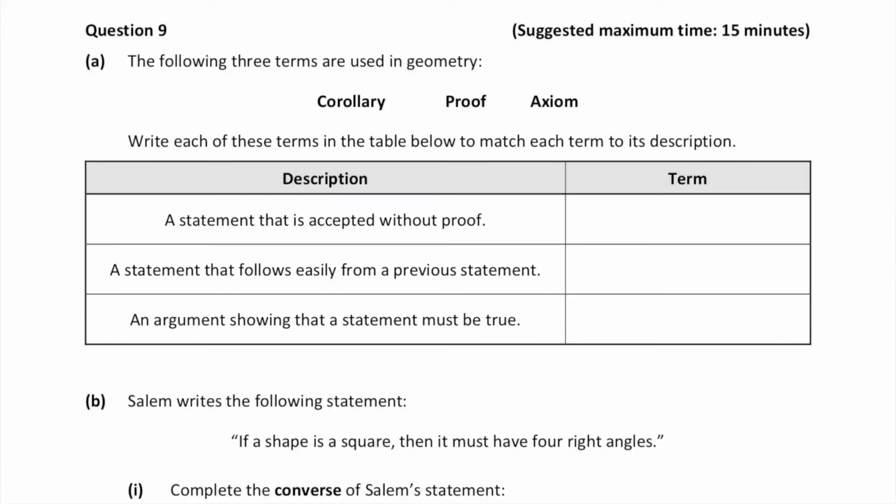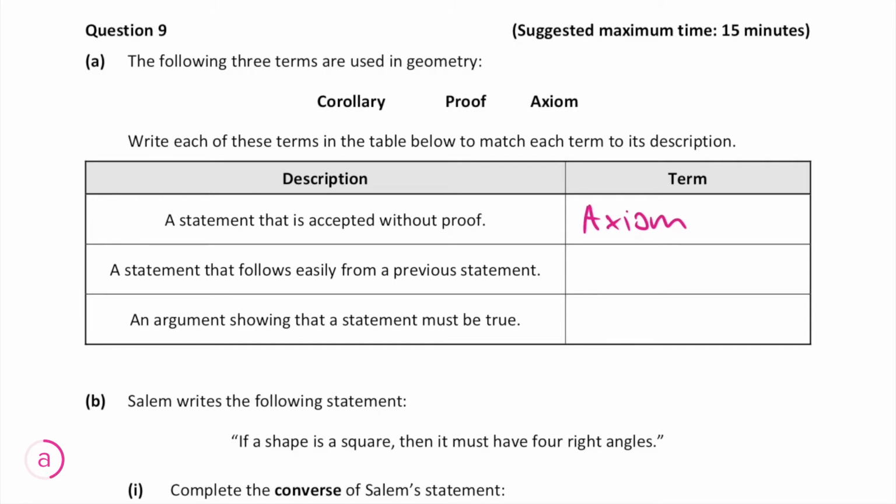Here's today's question, which is worth 35 marks. In part A, we have to match these three terms to their descriptions. The first description we're given is a statement that is accepted without proof. The term that describes this description is an axiom. An example of an axiom is that the angles in a triangle add up to 180 degrees.